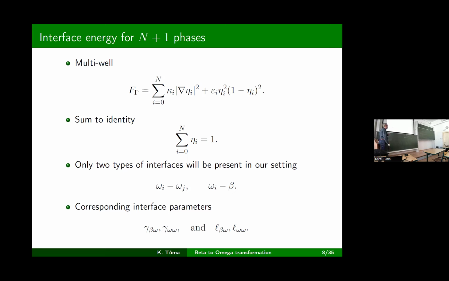In the whole modeling part, we assume that we have just 2 families of interfaces. Either we have an interface between some different variants of omega, or we have an interface between beta and some omega. So to this correspond the interface energy densities gamma beta omega and gamma omega omega, and interface thicknesses L beta omega and L omega omega.